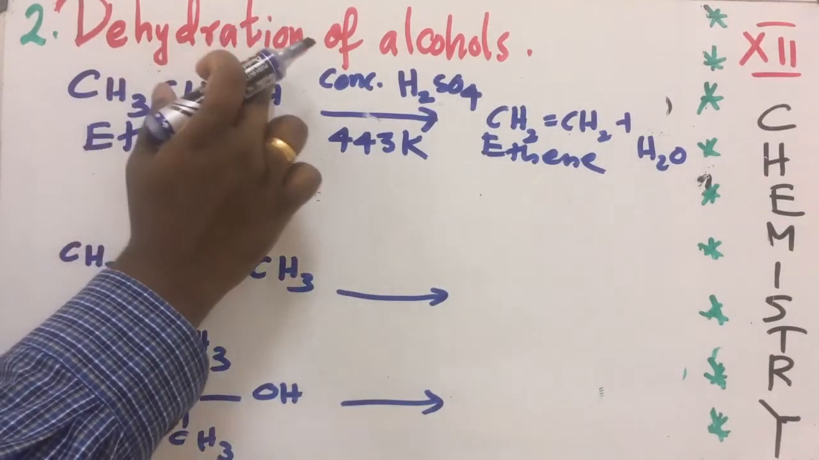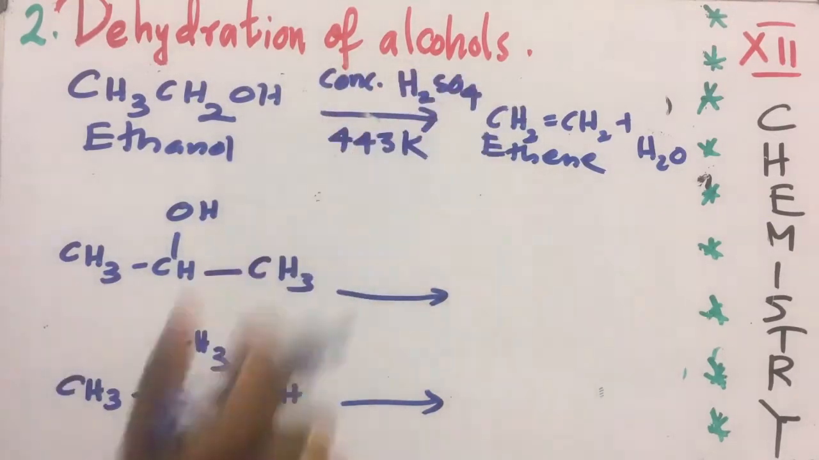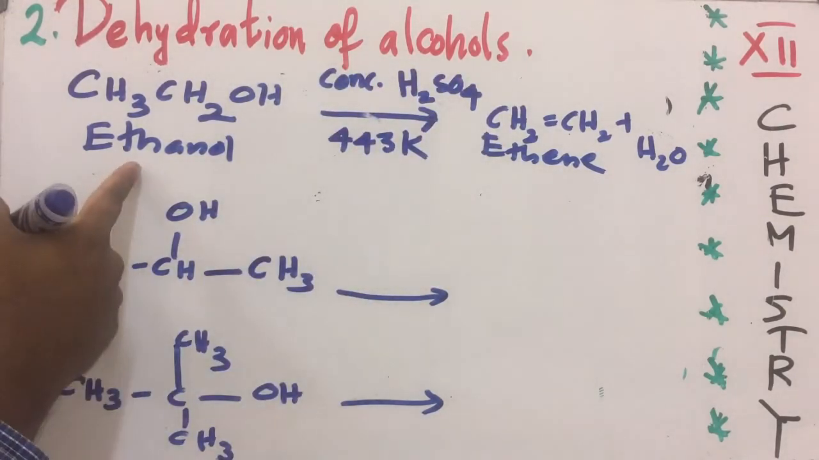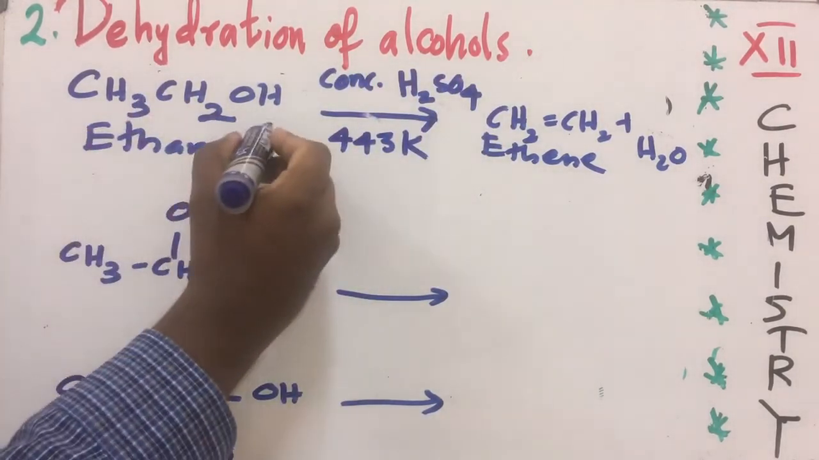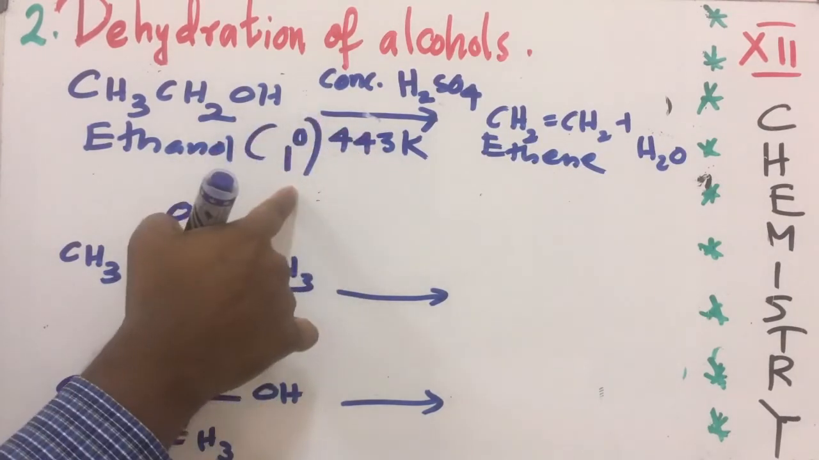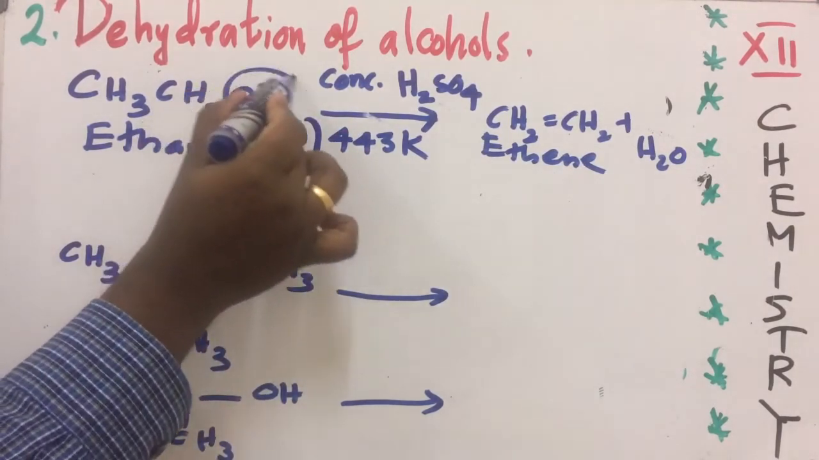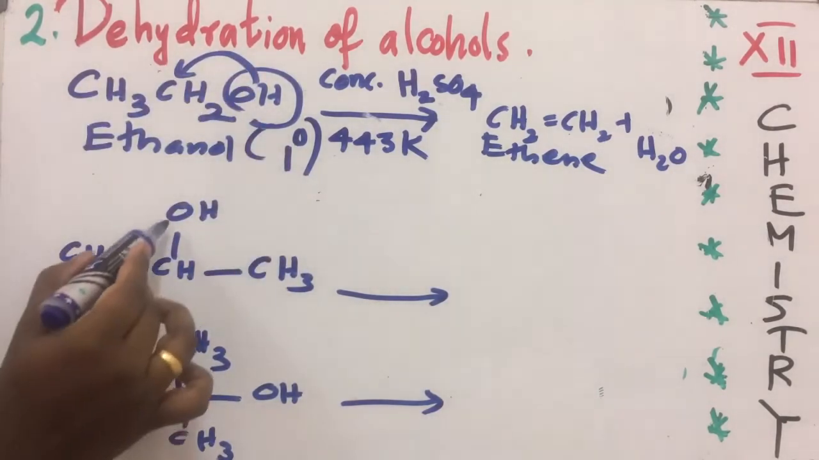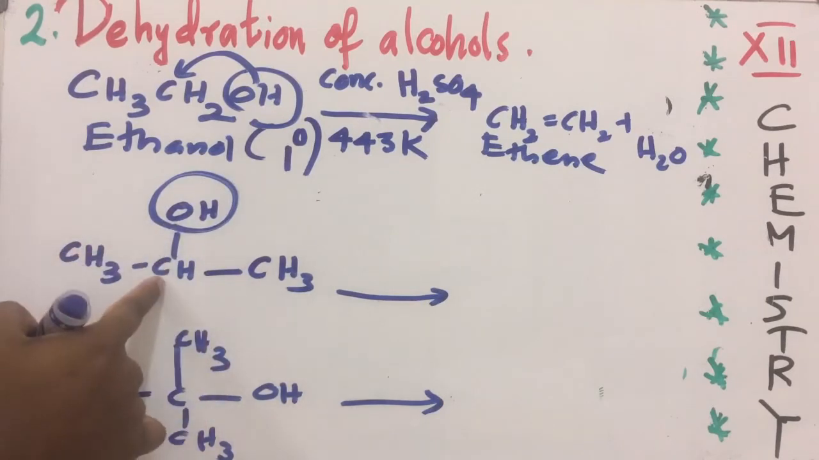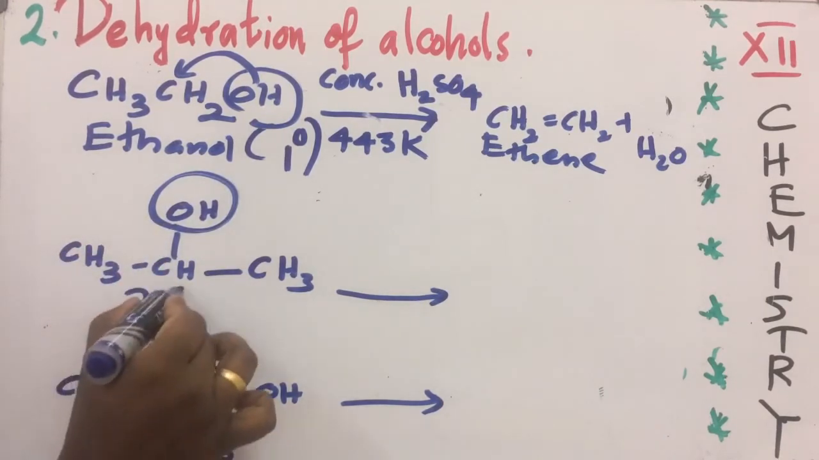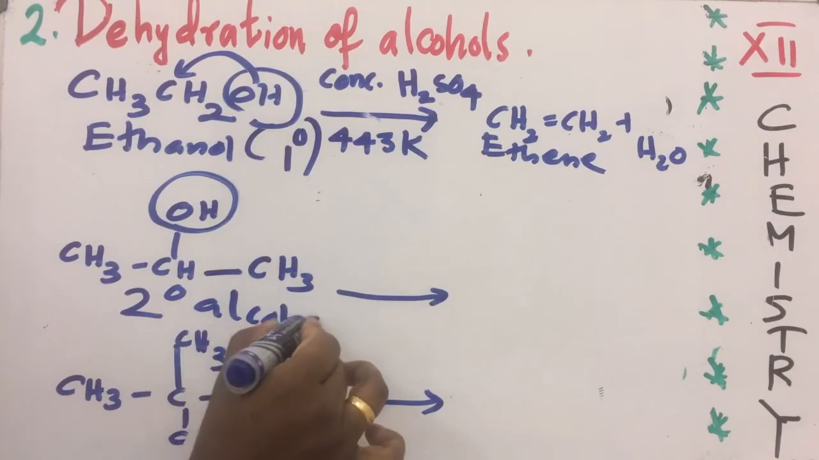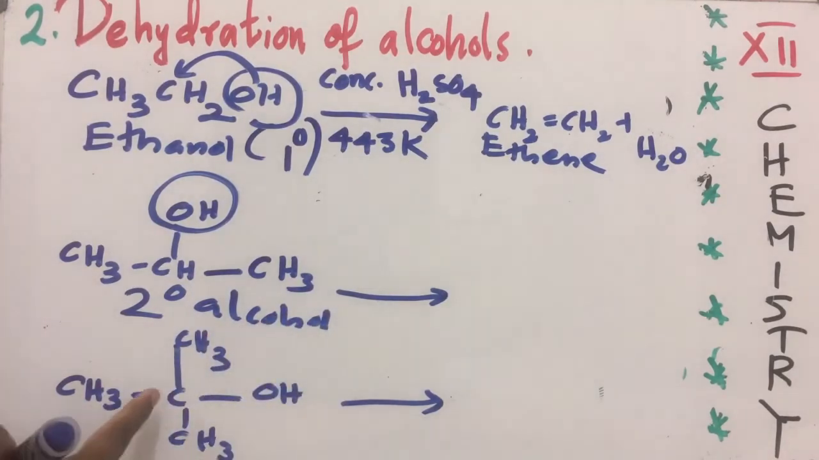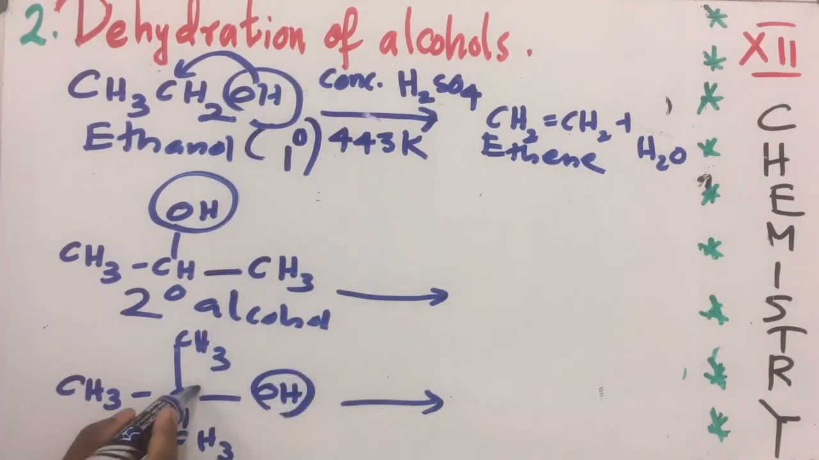Now let's see dehydration of different types of alcohols. Here the alcohol is ethanol. Ethanol is a primary alcohol. Why is it a primary alcohol? Because OH is connected with the primary carbon. And here OH is attached with the secondary carbon, so it is called secondary alcohol. In this case, OH is attached with the tertiary carbon. So this alcohol is called a tertiary alcohol.